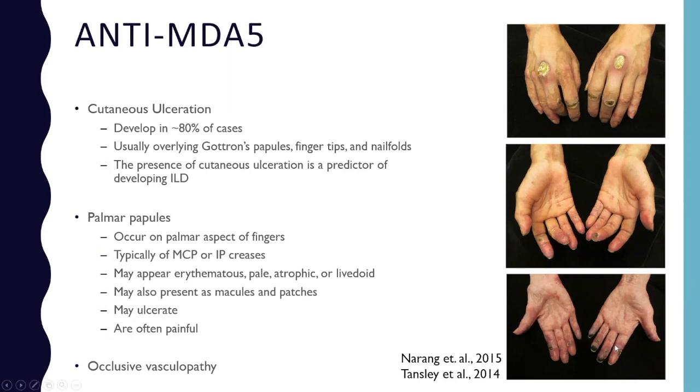And then the bottom picture, this is rare, but patients can also get an occlusive vasculopathy. And so this is where the blood flow to their fingertips is so damaged and poor that they actually get necrosis of their fingertips. Now, these are all very severe, very rare findings, and I believe these pictures are of an adult patient.